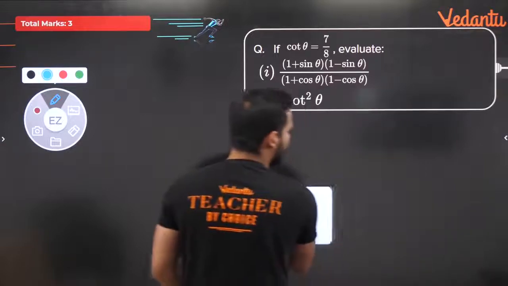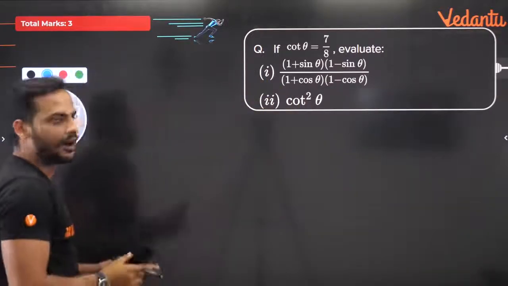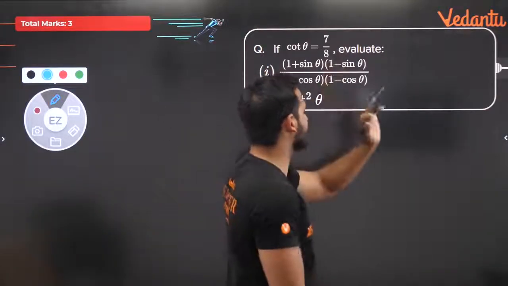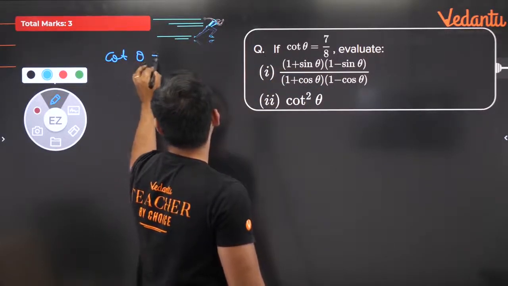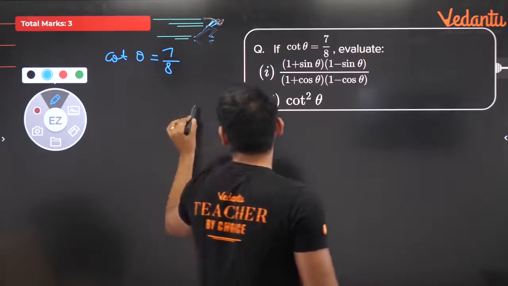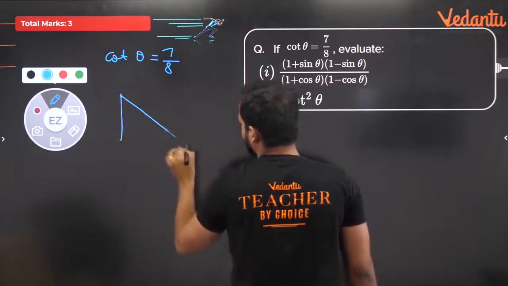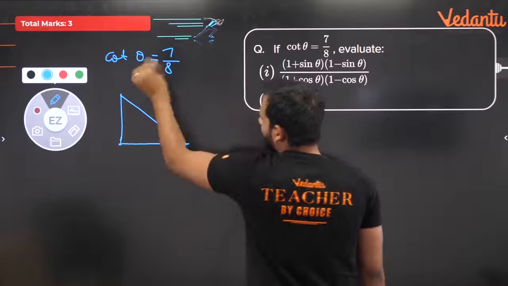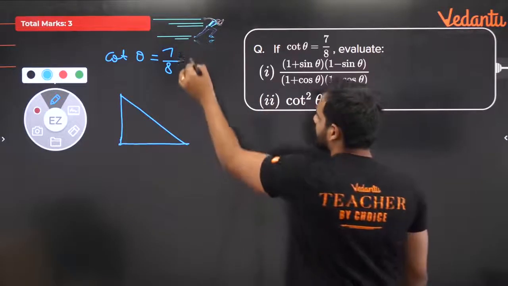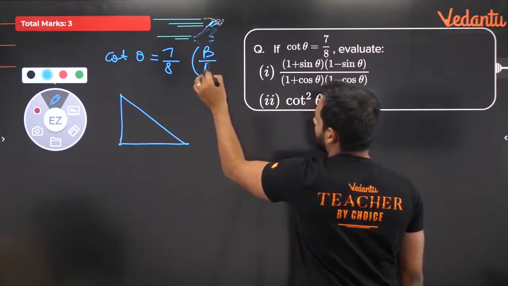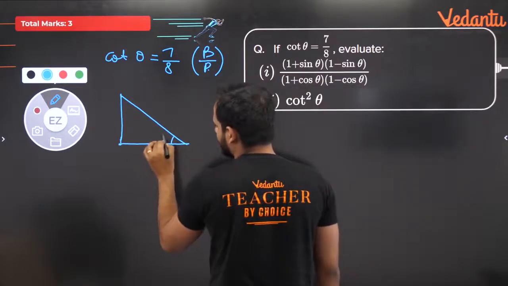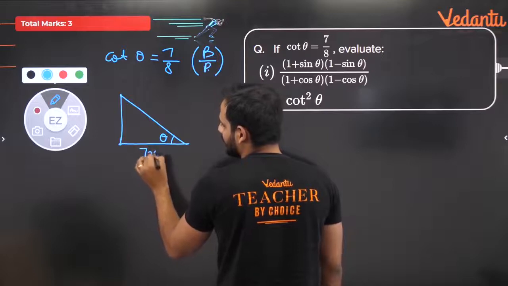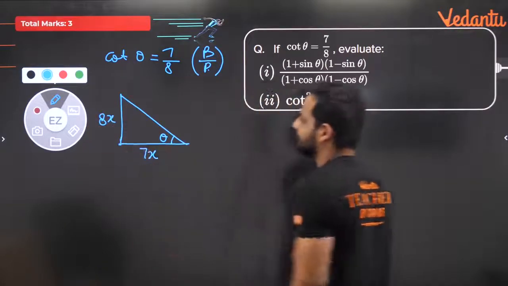You are going to find out the value of sine and cos. How do you get the value? I'll just tell you how to get the value of sine and cos. If cot theta is 7 by 8, I can say there is a triangle. Look, cot theta is the ratio of base by perpendicular. So the ratio of base by perpendicular is 7 by 8. So let us say if theta is here, base is 7x and perpendicular is 8x.